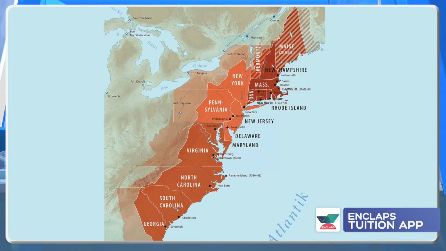These are the 13 colonies established by England in the eastern coast of North America: New Hampshire, Massachusetts, Rhode Island, Connecticut, New York, Pennsylvania, New Jersey, Delaware, Virginia, Maryland, North Carolina, South Carolina, Georgia.